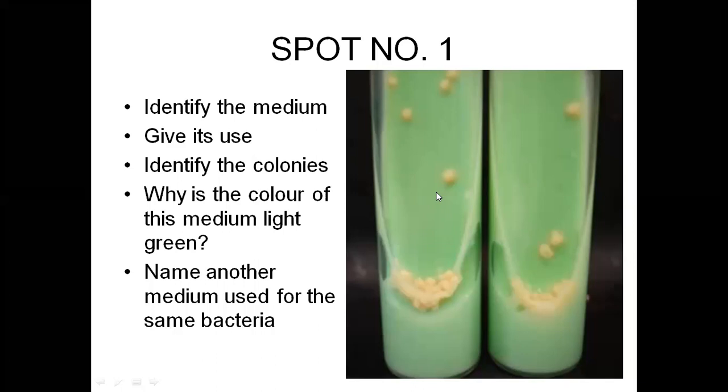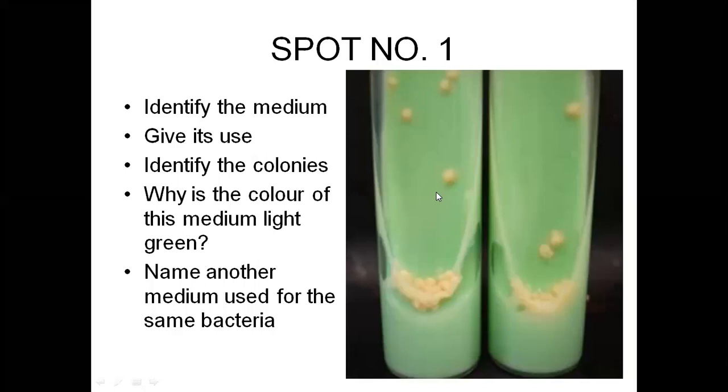Identify the colonies. These are off-white, buff-colored colonies of Mycobacterium tuberculosis. Why is the color of this medium light green? Because it contains malachite green. Malachite green is added in this medium to stop the growth of all other gram positive and negative bacteria.